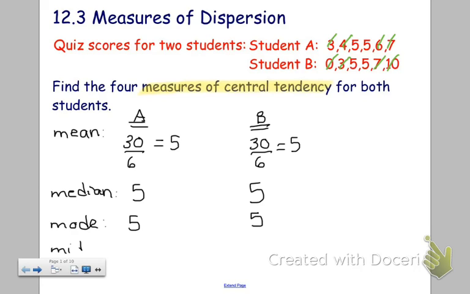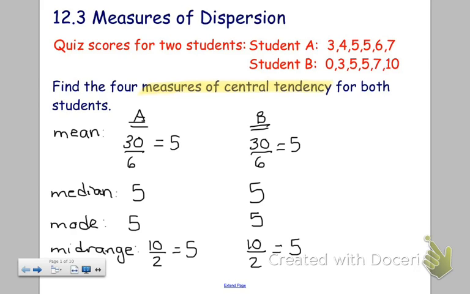Okay. And now we need to talk about the mid-range. Remember, to find mid-range, I'm adding up the lowest and highest score and dividing by 2. I'm finding that average of the lowest and highest score. So for student A, that means I'm going to add up 3 plus 7, which would give me 10. I'm going to divide it by 2, and that gives me 5. For student B, I'm going to add up 0 and 10, which also gives me 10. And when I divide that by 2, I get 5.